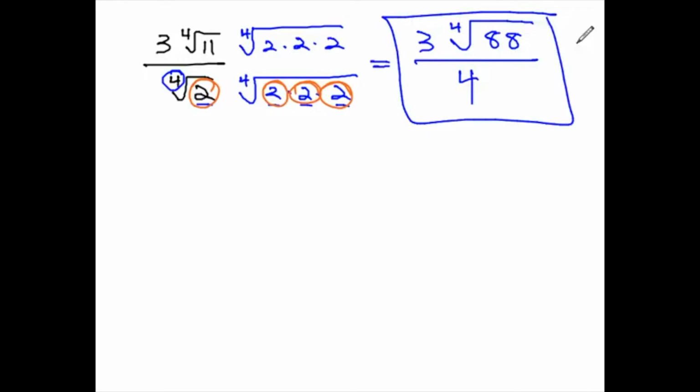We get this final answer of 3 times the 4th root of 88, whoops, not over 4, sorry. We're pulling a 2 out. We have 4 2's, so we pull a single 2 out over 2.